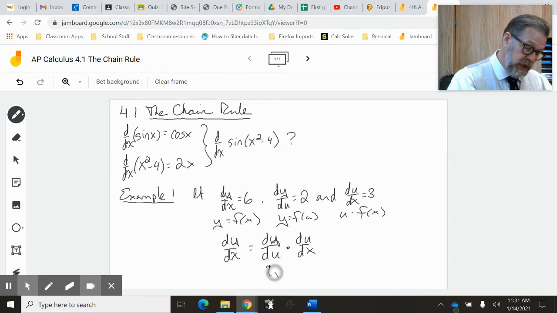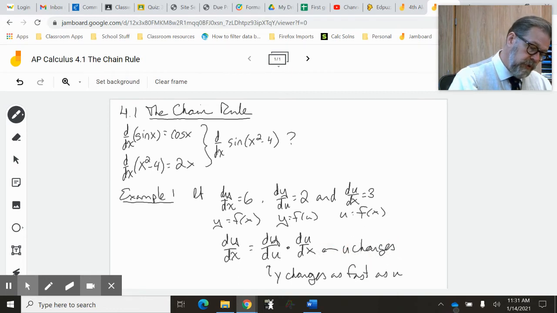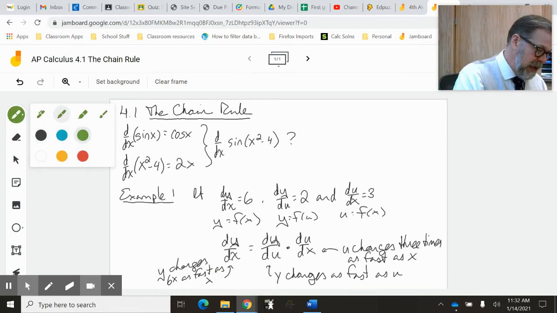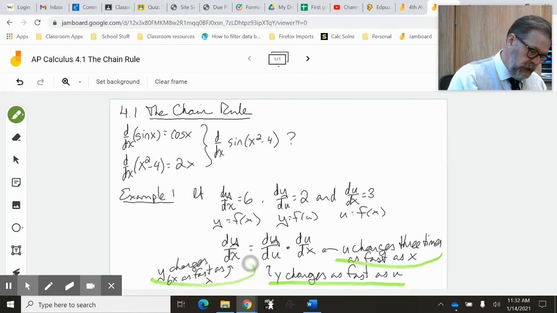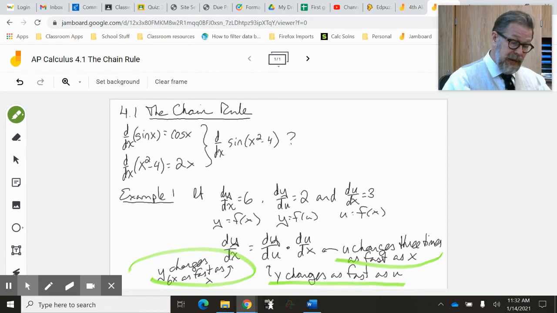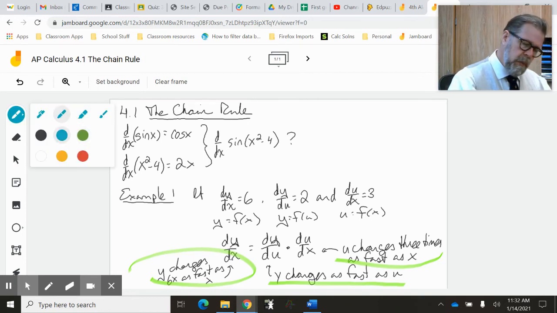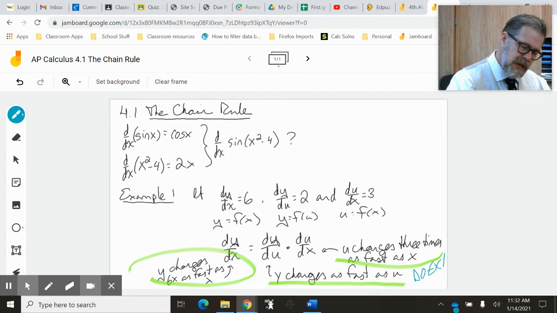Here, what we are saying is that y changes twice as fast as u. And here we are saying that u changes 3 times as fast as x. And therefore, y changes 6 times as fast as x. And hopefully you can see the logic behind that statement: if this is true, and if this is true, then therefore that must be true. So dy/dx, the rate of change of y with respect to x, is equal to 2 times 3, which is 6.